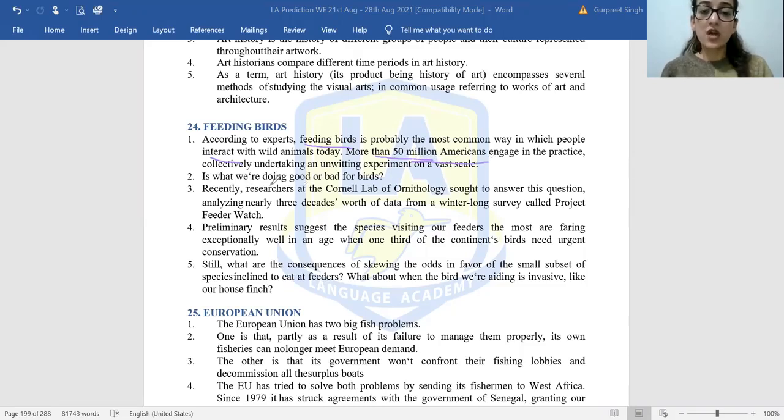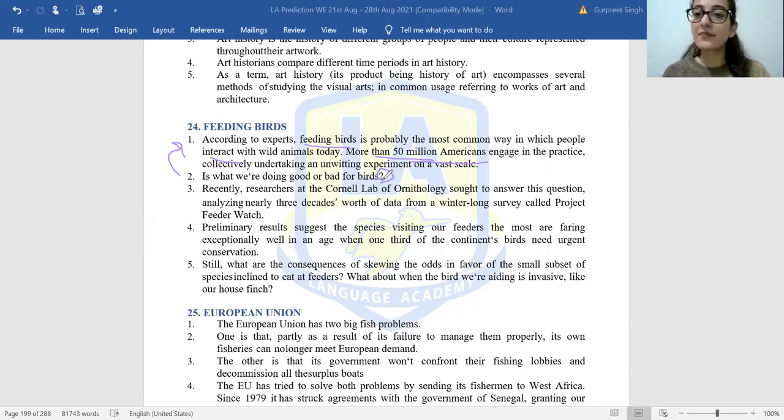Is what we are doing good or bad for birds? So before this, we have to say what is being done. When we say, is it good or bad for birds? So what is good or bad? It is feeding birds. That's why this comes first, because this introduces us to the topic. And then we ask, feeding birds is being done by people and 50 million Americans do this, but is it good or bad? Question mark comes here.